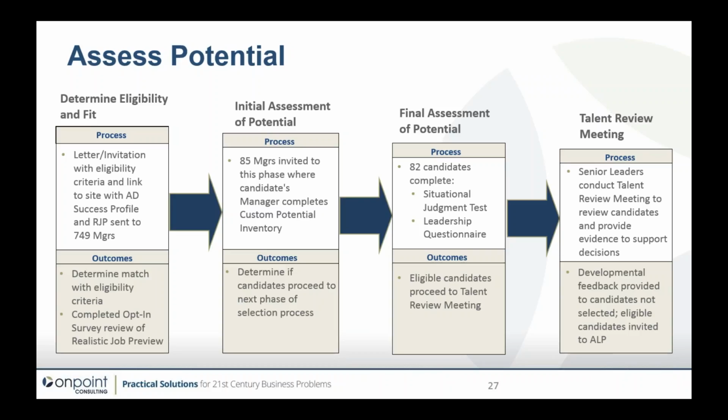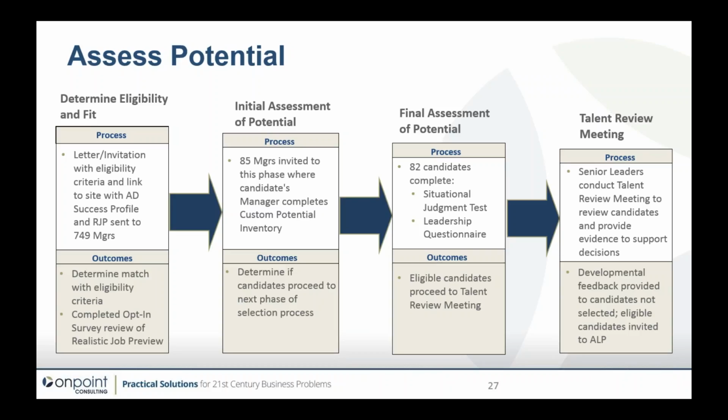And we don't do it with the full 749 because we'd like to thin the group down a little bit because it can be time-consuming and cumbersome to do it with too large a group. So now with the 85 managers invited to move on to this next phase, we're now asking their direct manager, their direct supervisor, to complete a potential inventory. Now again, this is more subjective, but we believe it's critical to include the manager's input.